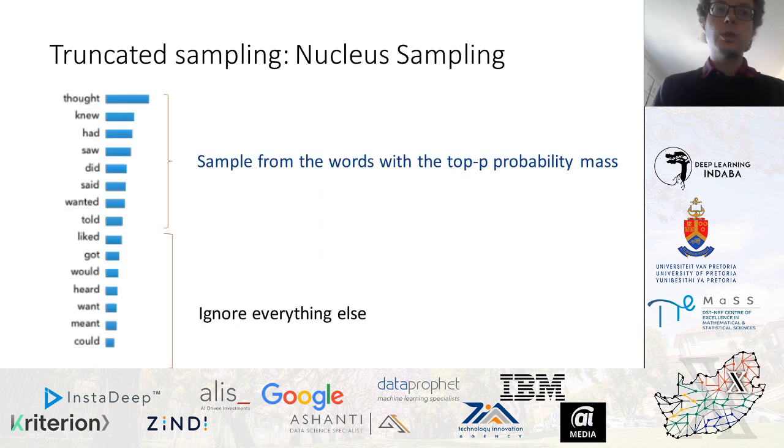In this paper, we propose a novel decoding method called nucleus sampling. Instead of sampling from the top k words, we sample from the set of words containing the top p proportion of the probability mass. So if p is 0.9, we will sample from the set of words containing 90% of the probability mass. The set of words being sampled from is called the nucleus, as it is a relatively small set of words containing most of the probability mass.